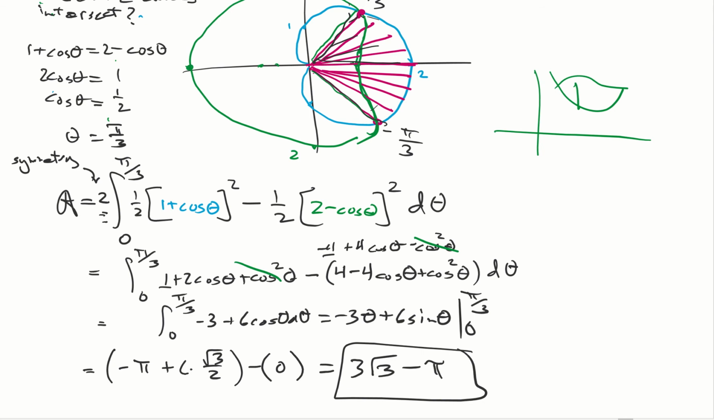You know what that minus is? You're losing some of the area of the green curve. That's it. I hope it's right. Pi is, what is it, 3.14? And 3 radical 3 is about 5.20. Okay, there's a positive answer.